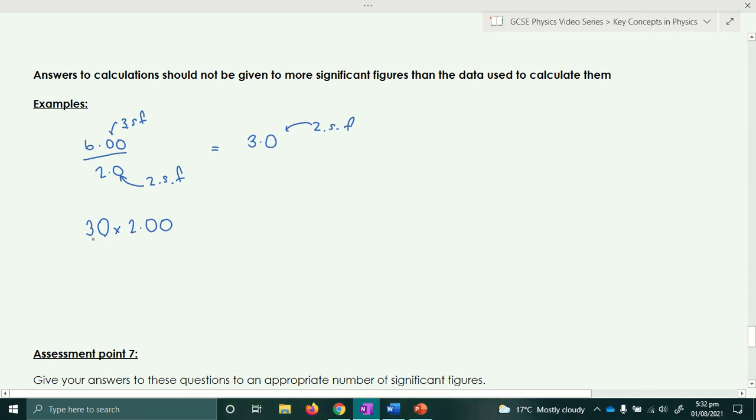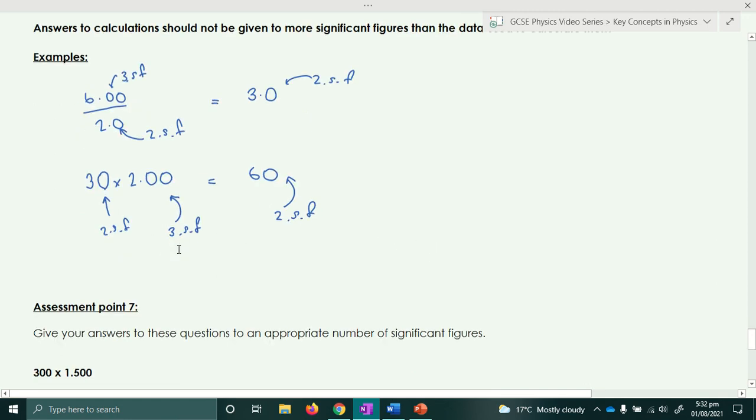Let's do the same thing here. So we've got 30 times by 2.00. So that's basically 30 times by 2. So I'm going to give that answer as 60. Reason being, that's a 2 significant figure number. That's a 3 significant figure number. So I'm going to give my answer as a 2 significant figure number there, because we can't go more than this there. We just can't be more precise than 60 here, despite what our calculator may or may not say.